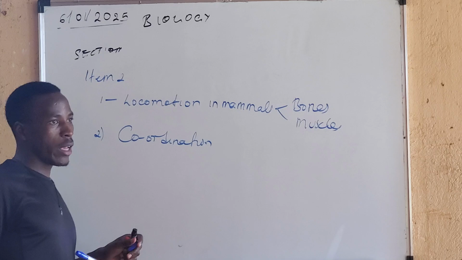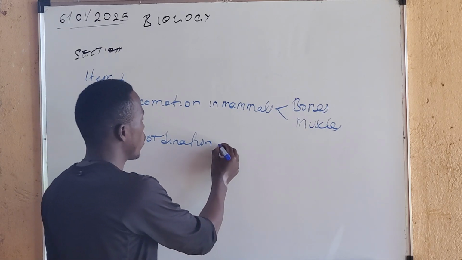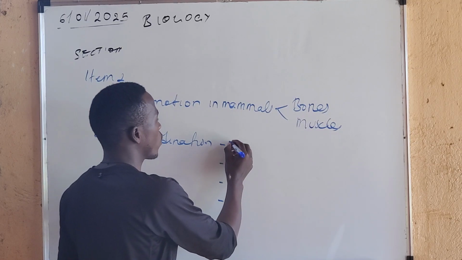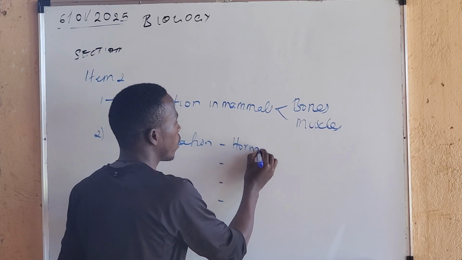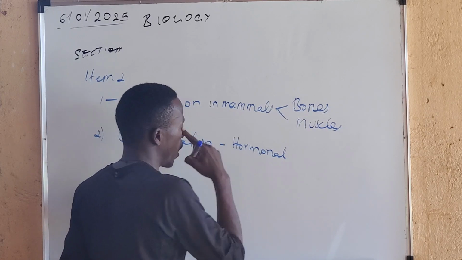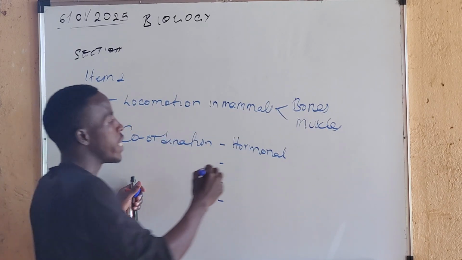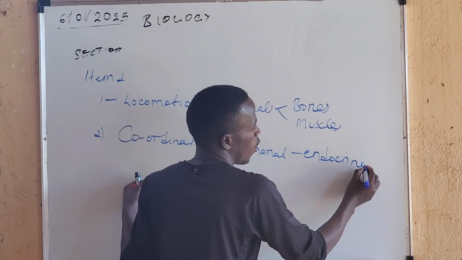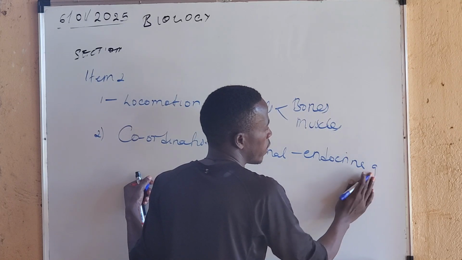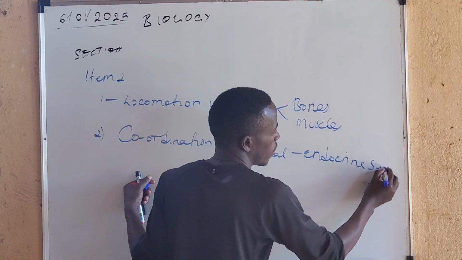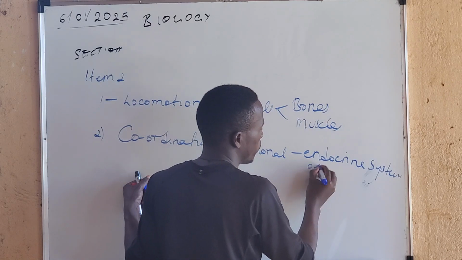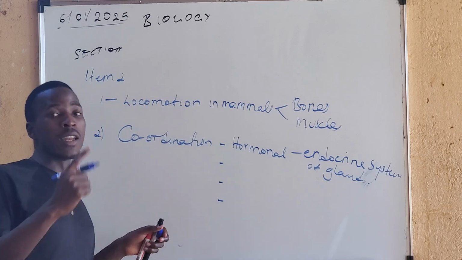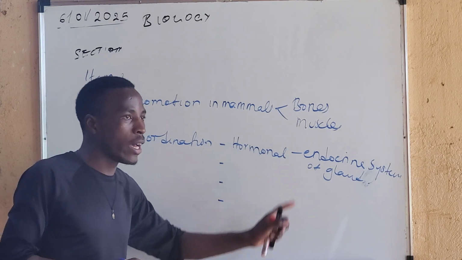Under coordination, we have the following broken down. One, we have hormonal coordination. Under hormonal coordination, we look at the endocrine system of glands. In biology, something endocrine has no duct. Therefore, these are called ductless glands.